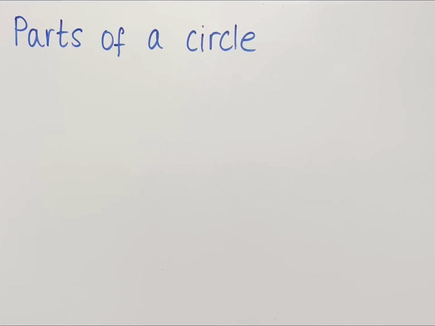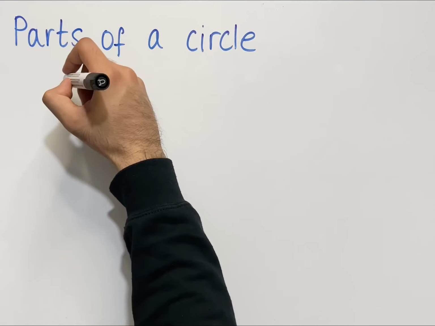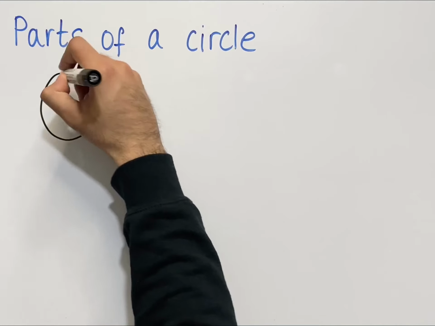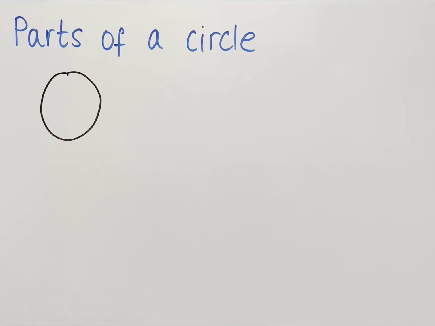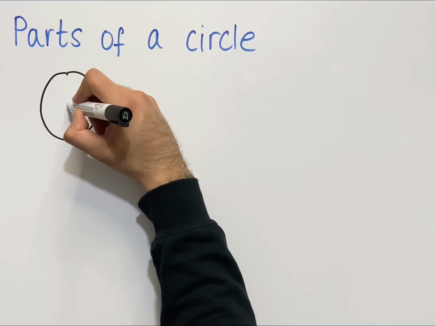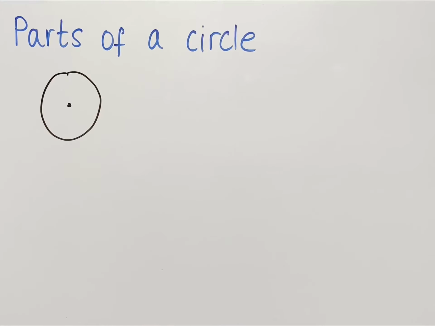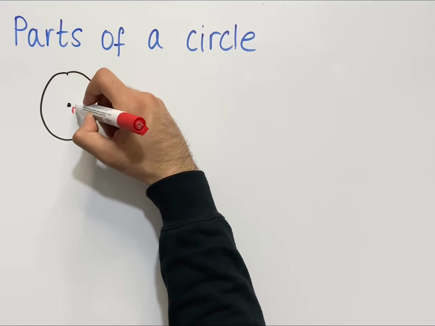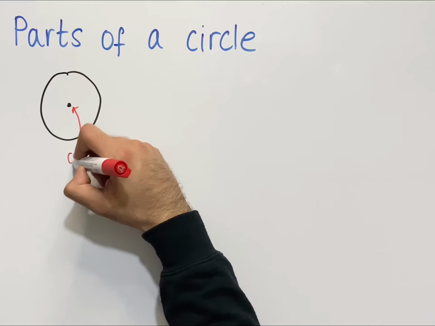Parts of a circle. So the first thing we're going to look at is something called the center. Now, the center, by definition of a circle, is the point exactly in the middle of the circle. And so this point here that we've drawn, we can mark it as the center.